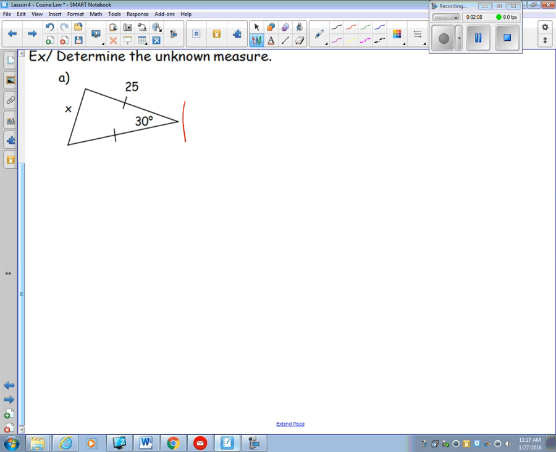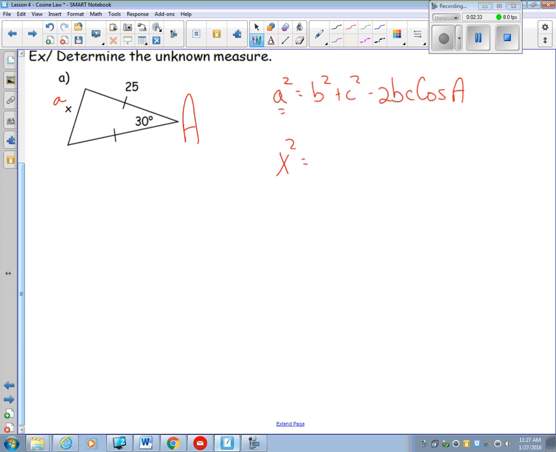Okay, so my big A is my angle. The small a has to be across from it. That's where the x is. That's the part that I'm missing. So using the formula, we're going to use the first one here, the one that says a squared equals b squared plus c squared minus 2bc cos A, because I'm missing a side. That's the part I want. That's how it's rearranged. I can plug in the parts and pieces that I have.